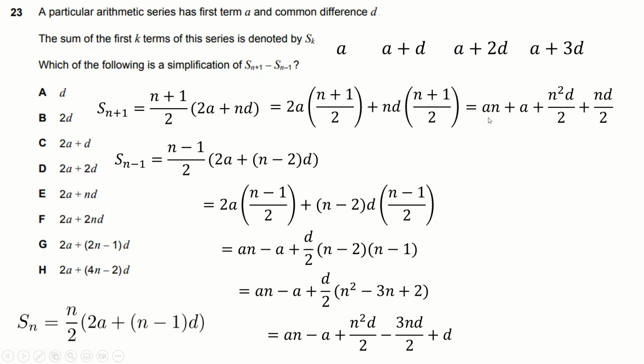So okay, this minus this, so these two cancel. A minus minus a is 2a. These two cancel. nd over 2 minus minus 3nd over 2 is 2nd, because you end up adding them together. And then of course you've just got this d left over, which you're taking away because it was this one minus this one. And then this isn't any of the answers, but you can factorize out a d from this part, and you end up with the answer of G, I think, in the end.